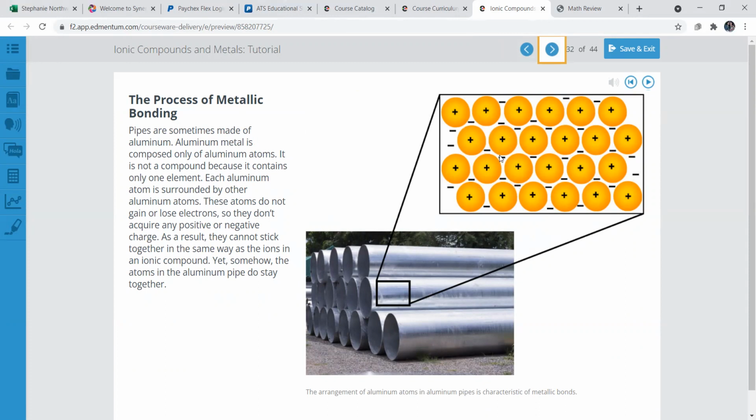Here's the positive charges, negative charges, okay? And let's see. Aluminum metal is composed of only aluminum atoms. Pretty interesting because it only contains one element. So it is not a compound because it only contains one element. So it's just aluminum. So when you think of aluminum, think it's just the element aluminum all together. Pretty interesting.